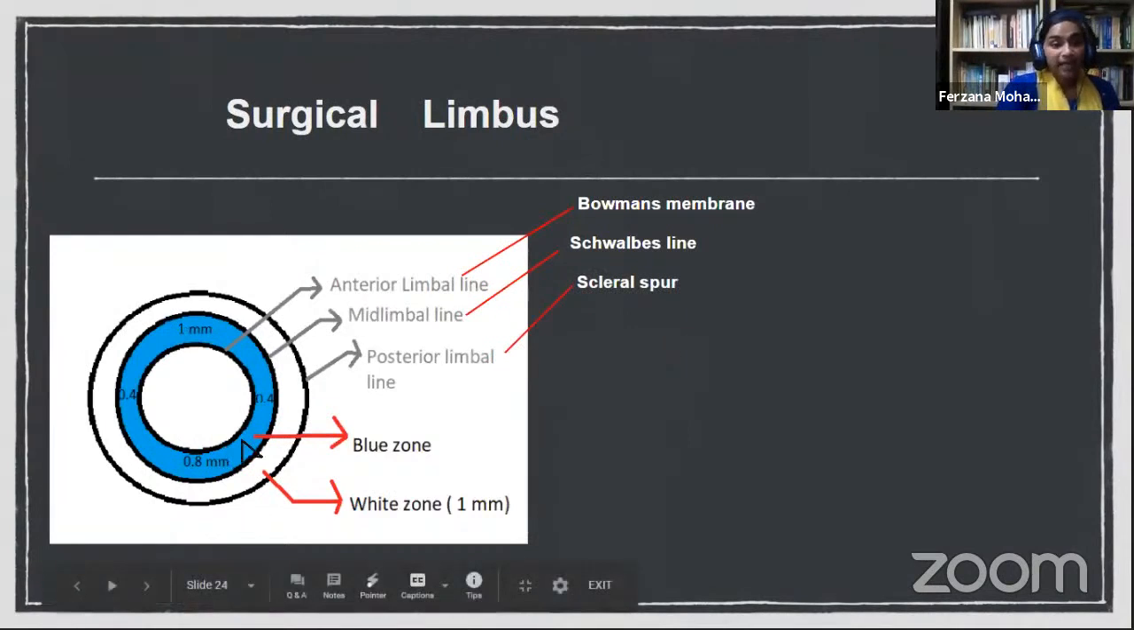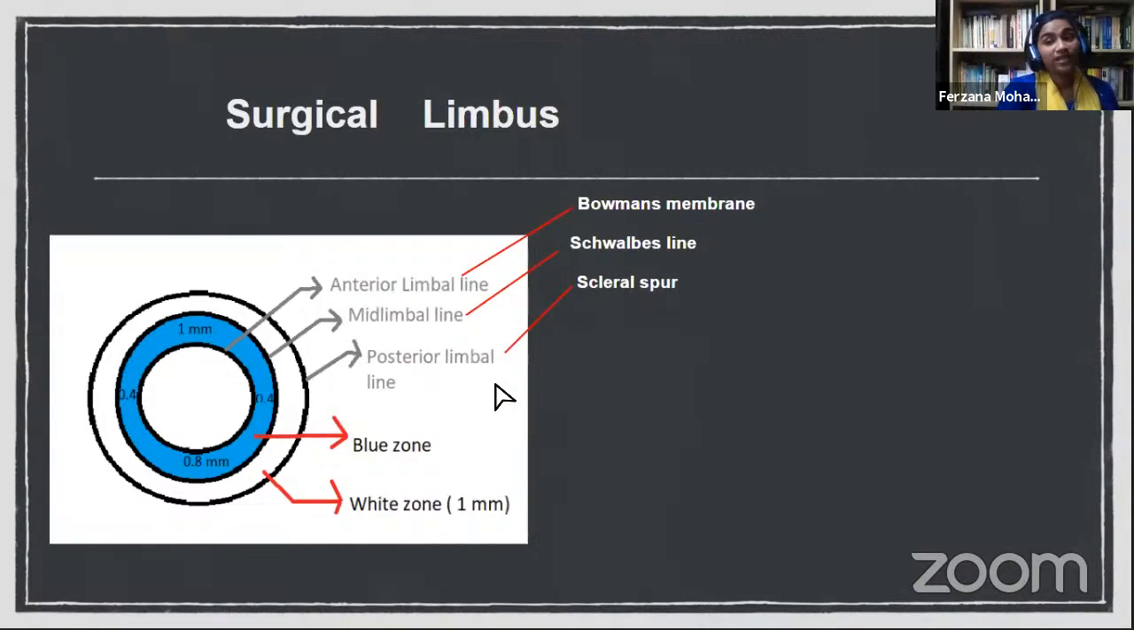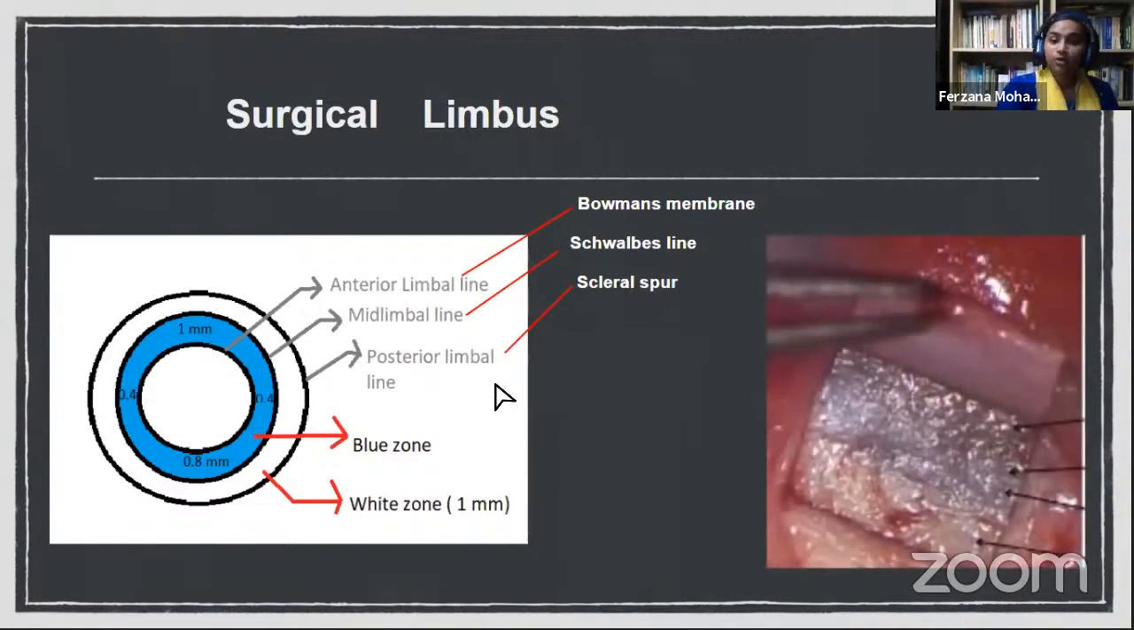Between the anterior limbal line and the mid-limbal line is a blue zone. The blue zone is widest superiorly. Between the mid-limbal line and the posterior limbal line is a white zone. The white zone is 1 millimeter throughout. So in whole, the surgical limbus is widest superiorly, which is one of the reasons why the superior incision is so popular. So on surgical section, this is how it looks.